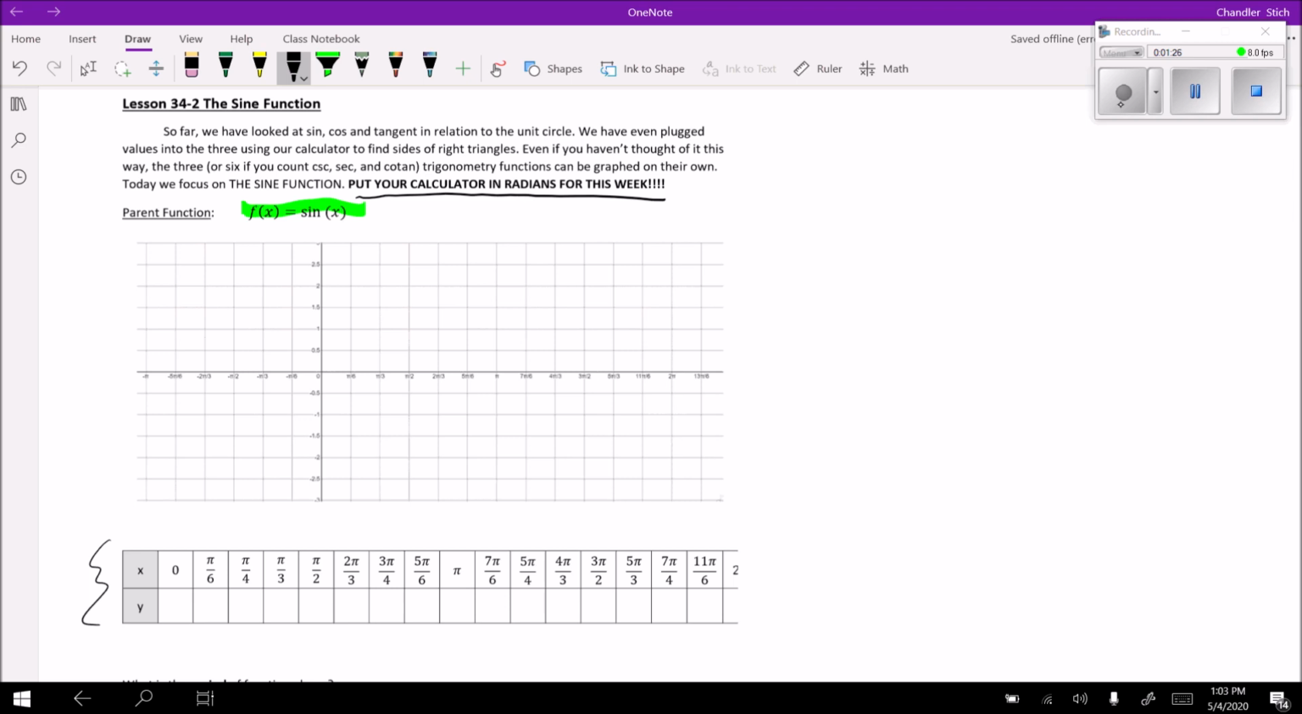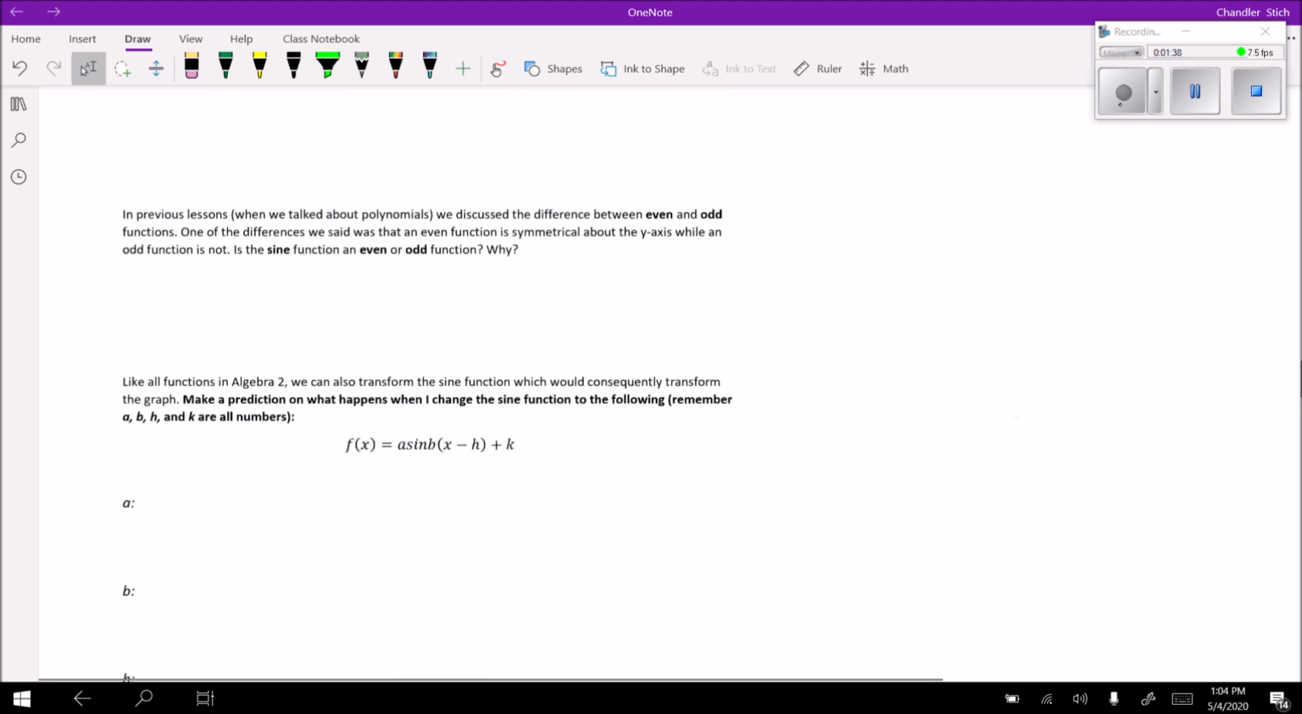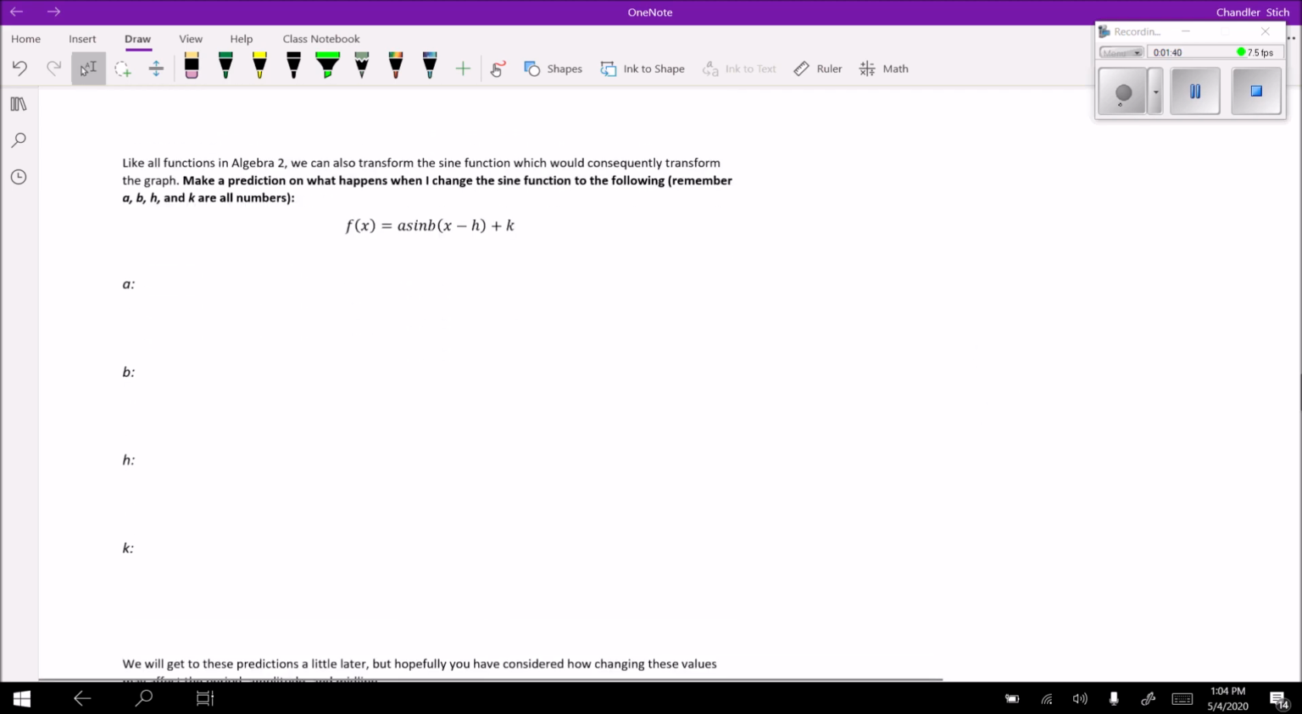Today is the sine function. Tomorrow is the cosine function. I'm not going to make two videos doing the same thing. So today I'm going to walk you through how to do the sine function. We'll talk a little bit about the period, amplitude, midline of this. I'm going to have you guys predict some of these transformations. So obviously these can go through transformations. Predict what happens with A, predict what happens with B, predict what happens with H, predict what happens with K.